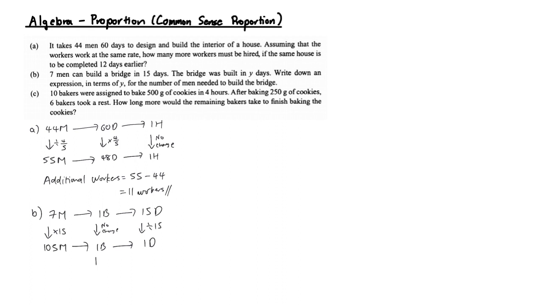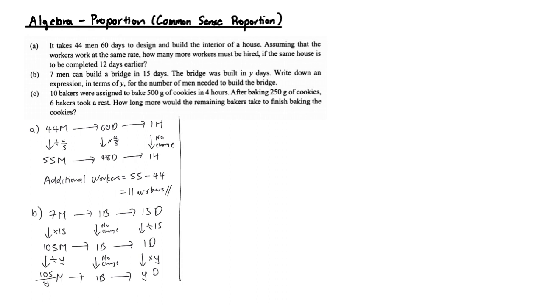Now from one, we're still talking about 1 bridge, so no change here. This is still 1B. And then from 1 day, you want to go to Y days. So 1 to Y is actually multiplied by Y. And then if you multiply by Y, that means you divide by Y here. So you need 105 over Y men.